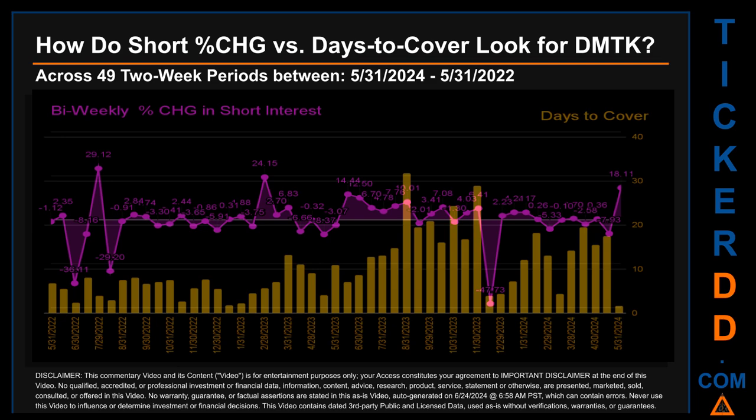The largest percentage decrease in short interest found across those 49 2-week snapshots was -47.73%. It occurred once on December 15, 2023 settlement date. The average days to cover was about 10.24. The biggest days to cover was 31.75 and it happened once on August 31, 2023 settlement date.